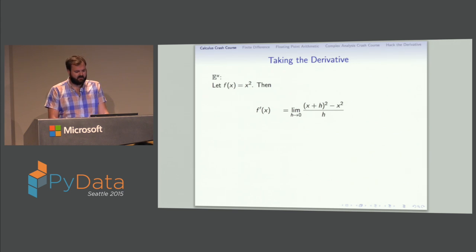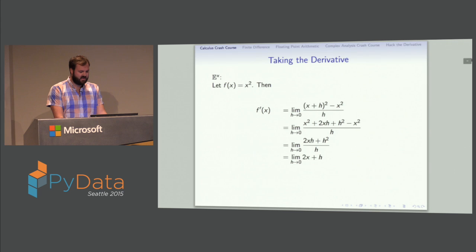Just plugging into the definition of the derivative, we have f prime equal to this. If you remember your FOIL operations, you can expand that out. Now those x squareds subtract from each other, and we can factor an h out, and we get 2x + h. The limit as that goes to 0 is a pretty simple problem, and we just get 2x, and we have the derivative of x squared.